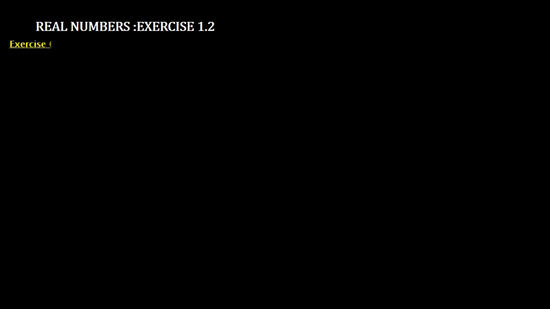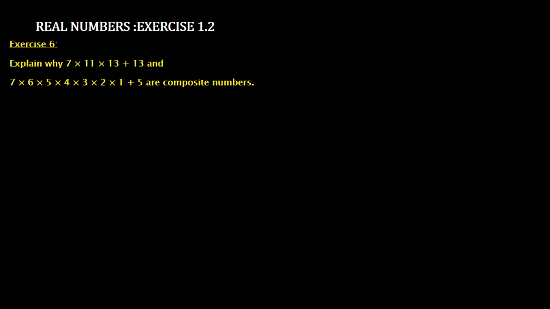Okay, let us move on to our next question. Explain why 7 into 11 into 13 plus 13 and 7 into 6 into 5 into 4 into 3 into 2 into 1 plus 5 are composite numbers. So we have to explain why these two numbers are composite. Okay.